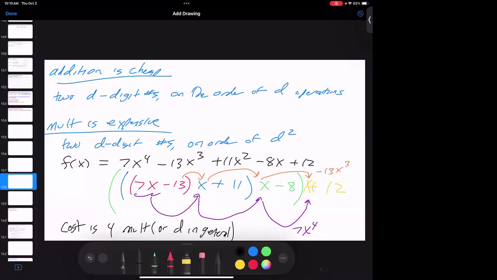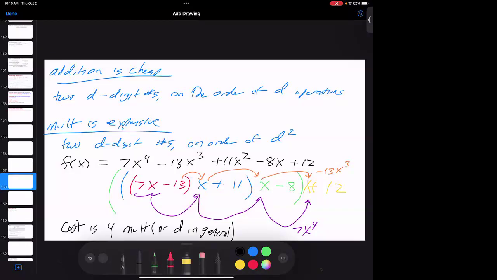This is a great use of which properties from elementary algebra? What rule am I using? Who remembers the name? I'm going to write this out like this. What rule am I using? Begins with a D. Distributed. Distributive. This is the distributive law, right? It's not commutative. It's not the associative. I'm not switching orders. This is the distributive law. 7x minus 13 times x is 7x squared minus 13x. This is a great application of the distributive law.